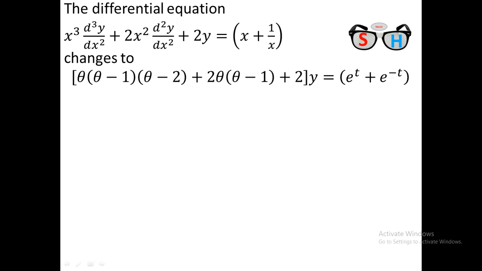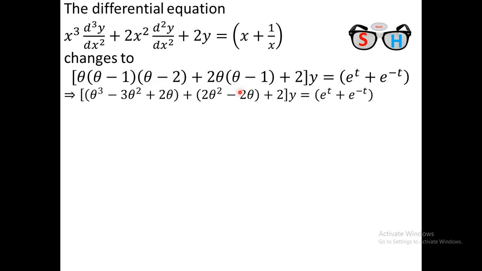If you simplify the left hand side, if you multiply those two factors, this will be theta squared minus 3 theta plus 2. If you multiply by theta, this will be theta cubed minus 3 theta squared plus 2 theta, and this will be 2 theta squared minus 2 theta plus 2. You see that plus 2 theta and minus 2 theta cancel, and plus 2 theta squared minus 3 theta squared means minus theta squared, therefore theta cubed minus theta squared plus 2 of y equal to e to the power t plus e to the power minus t. I take it as equation 2.